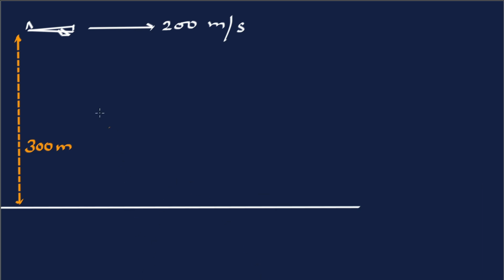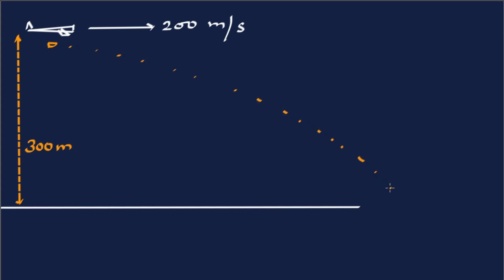A plane flies horizontally at a height of 300 meters above the ground. Its speed is 200 meters per second. At what horizontal distance from a target should it release a bomb so that it hits the target? So, this is our problem.